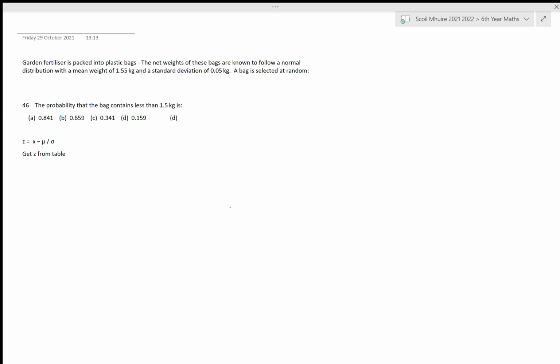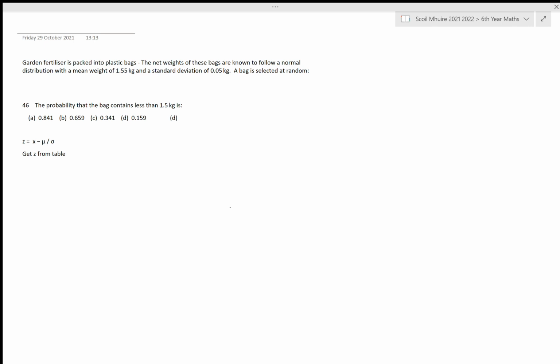Okay, so in this question, garden fertilizer is packed into plastic bags. The net weights of these bags are shown. They follow a normal distribution. You're given the mean weight and the standard deviation, and you're asked to find the probability that the bag contains less than 1.5 kg.